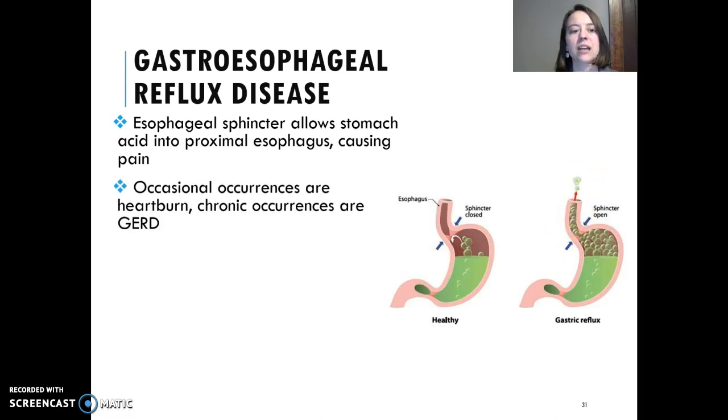If this happens occasionally, that's just normal. That is heartburn. If it happens chronically, that is a disorder. It is GERD, or gastroesophageal reflux disease. What causes it?